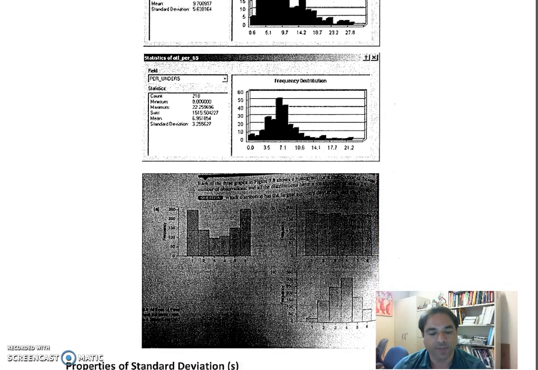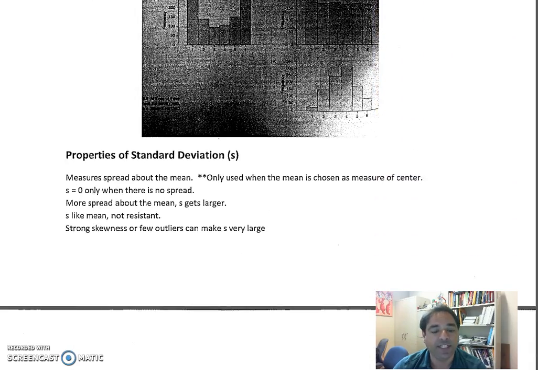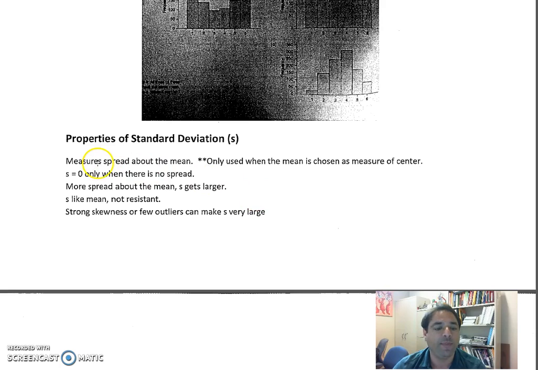Okay, then we scroll down, and here's some information about standard deviation. So remember, standard deviation measures the spread about the mean. We only use it when the mean is chosen, so mean and standard deviation go together. If there's no spread, so for example, all of your data was 5, 5, 5, 5, 5, 5, 5, 5, 5, there's no spread, standard deviation would be 0. The more spread, the larger the standard deviation.